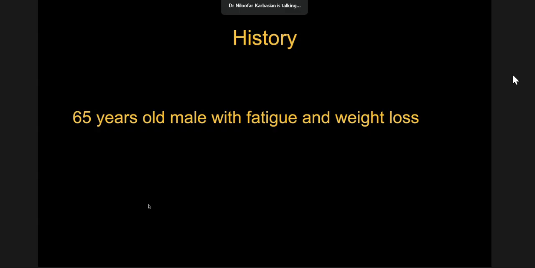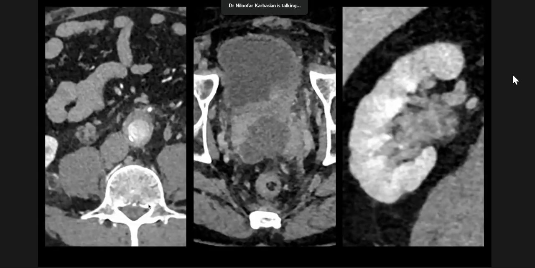And the next case is a 65-year-old male that came with chronic fatigue and recent unexplained weight loss. And then this is a CT of him basically done for evaluation of his symptoms. I'm just showing the positive portions of the CT. You see there is this rim of soft tissue encasing the aorta.